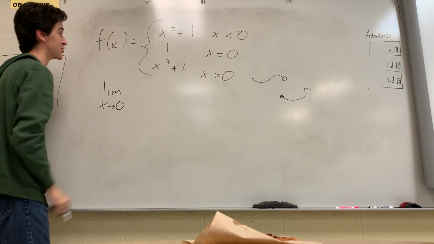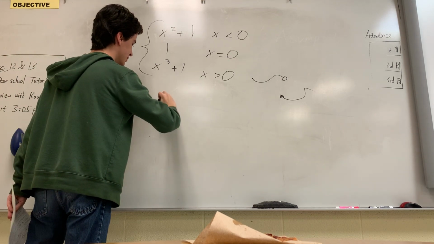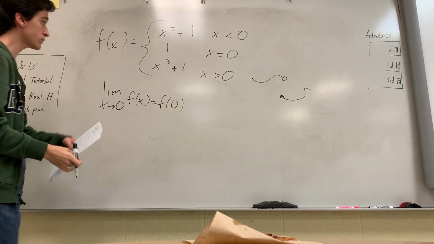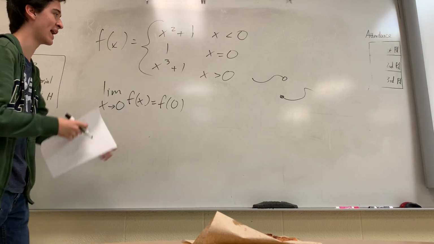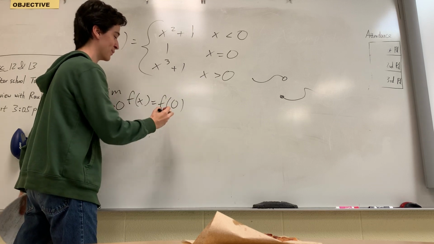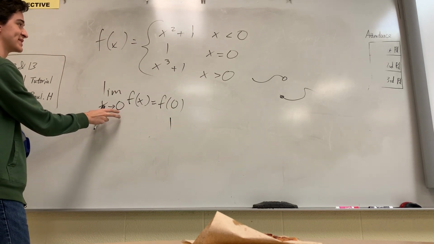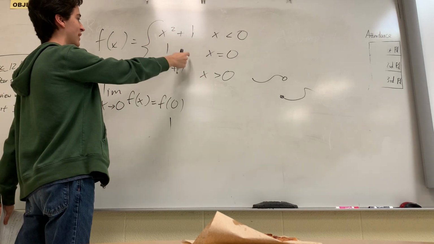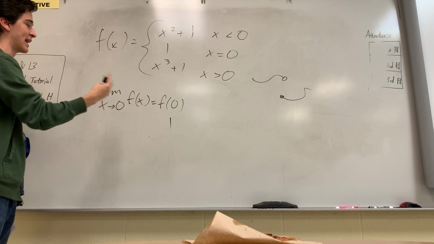So the limit as x approaches 0 of f of x has to be equal to f of 0, right? The f of 0 part is really easy. The function is literally defined to be 1 at f of 0. So that's 1 over here. But the limit part is a little bit more tricky, right? Because the function is something when it's to the left of this x and something else when it's to the right of it. So we're going to have to try the left side limit and the right side limit.